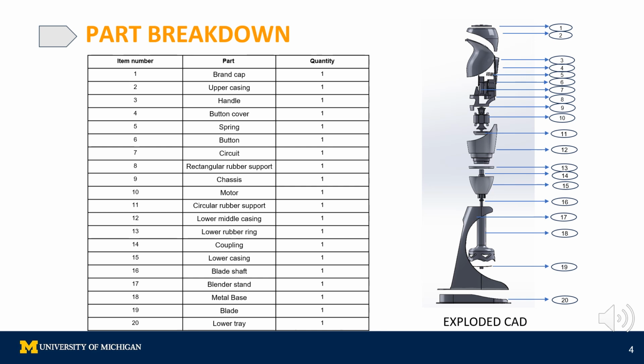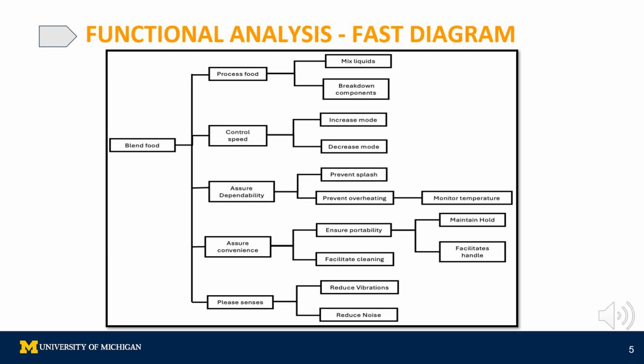This slide breaks down the blender parts such as casing, blade, motor, and handle. Each component is essential for functionality. The exploded CAD model helps us visualize the assembly. The FAST diagram maps how the blender's main functions, like process food and ensure safety, are connected. It helps identify key areas for design improvement and spots potential redundancies or inefficiencies. This guides our focus on enhancing both functionality and manufacturability.